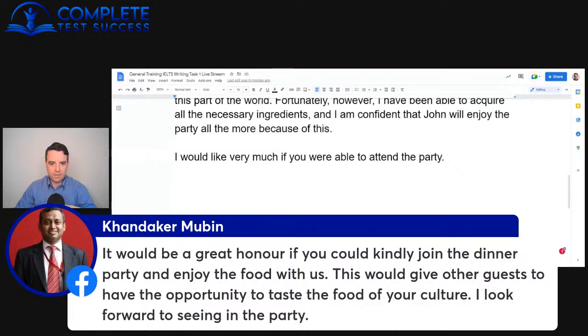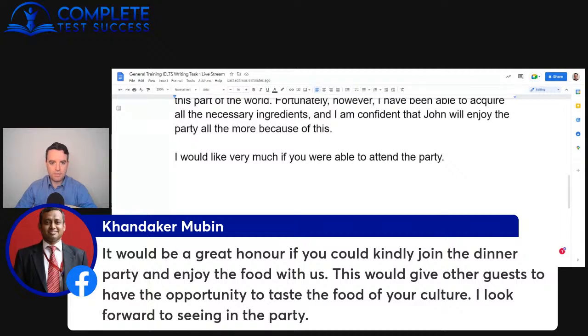"This would give other guests to have the opportunity." So this would give other guests the opportunity, not "give them to have the opportunity," but to give the opportunity to taste the food of our culture, of your culture. "Food from your culture?" No, no. Culture isn't part of a food, food isn't part of a culture. So "food from your country" would make sense.